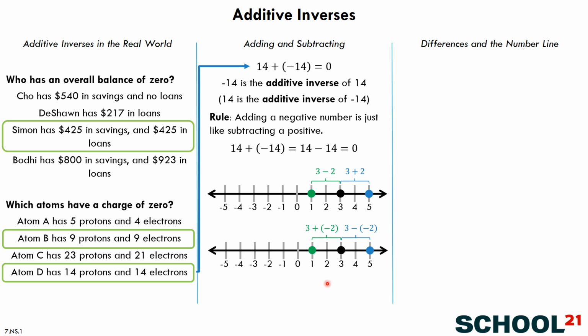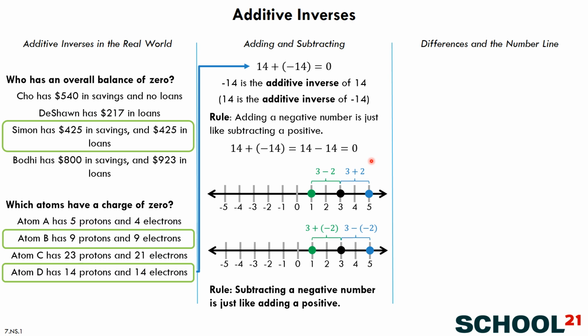Okay? So now we can write another rule, and I'm going to put this one all in bold because this one's important to remember. Subtracting a negative number, this is what we're doing right here, subtracting a negative is just like adding a positive number. Does that make sense to you? Okay, good. That's really important to know.